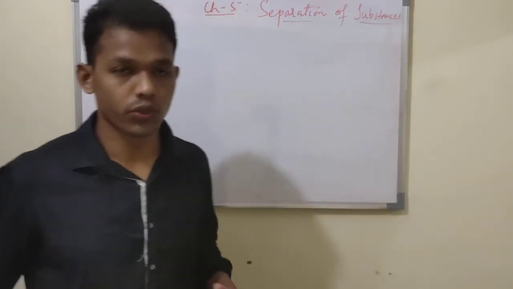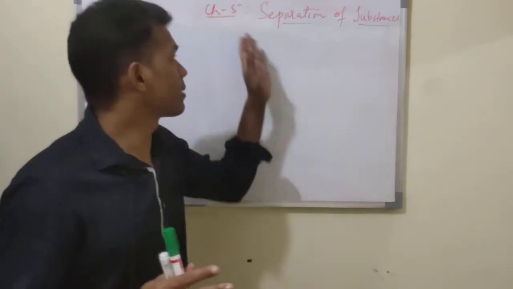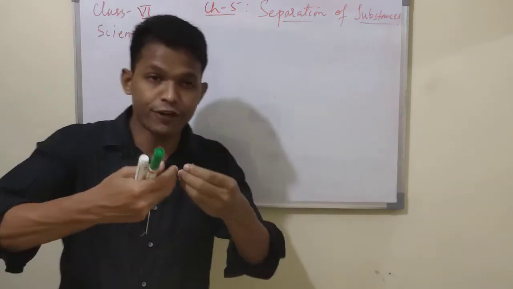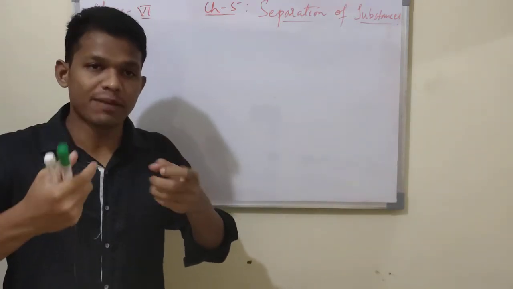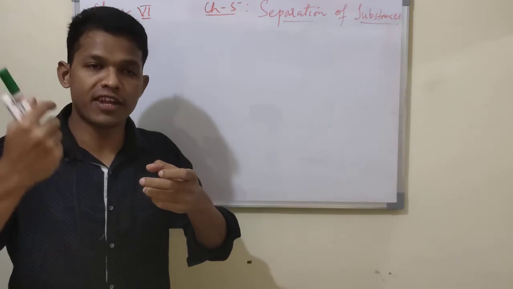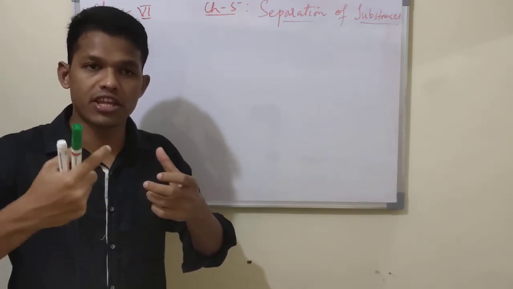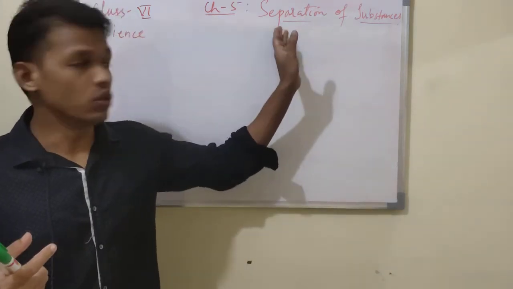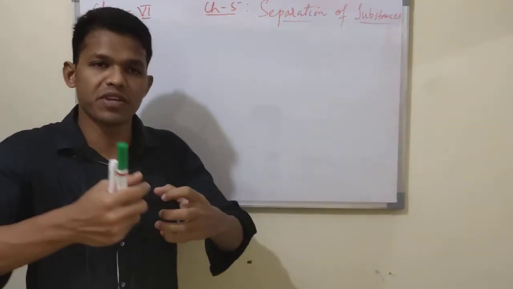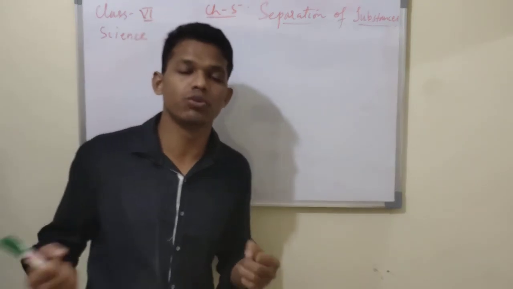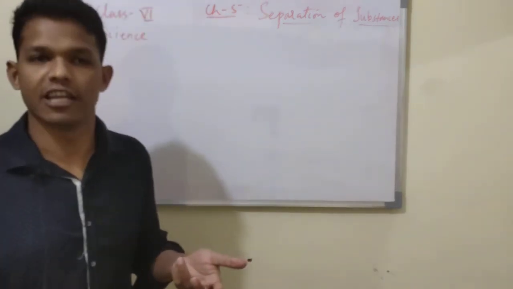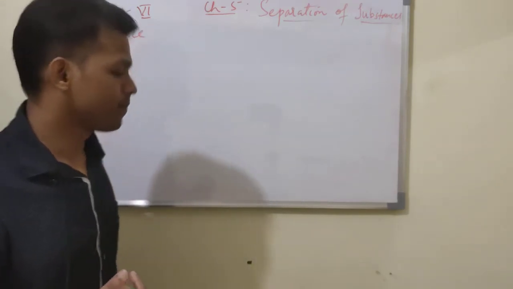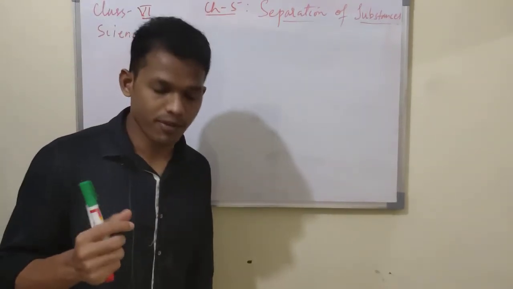Good morning, students. Today's chapter, that is the new chapter, chapter number 5, separation of substances. Separation means you are separating from a mixture some substances which are useful or which are impurities, useful or unuseful, which are not required. You are separating the things which you don't require, or which you require separately. So how do we separate substances, the components from a mixture?